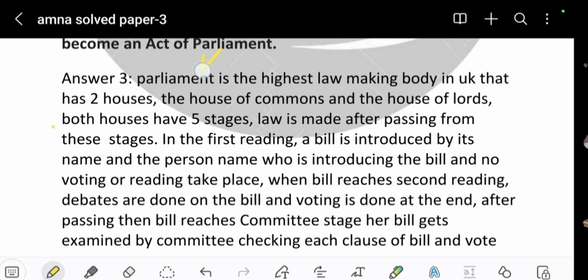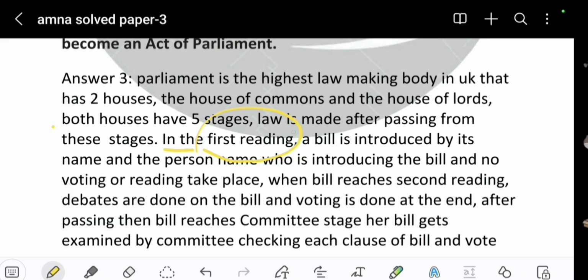First of all, you have to tell about the parliament, then you have to tell that parliament has 2 houses, and you have to include their names. After doing so, you have to tell that both of these houses have 5 stages. After that, you will say that a law is only made if it is passed after crossing these 5 stages.